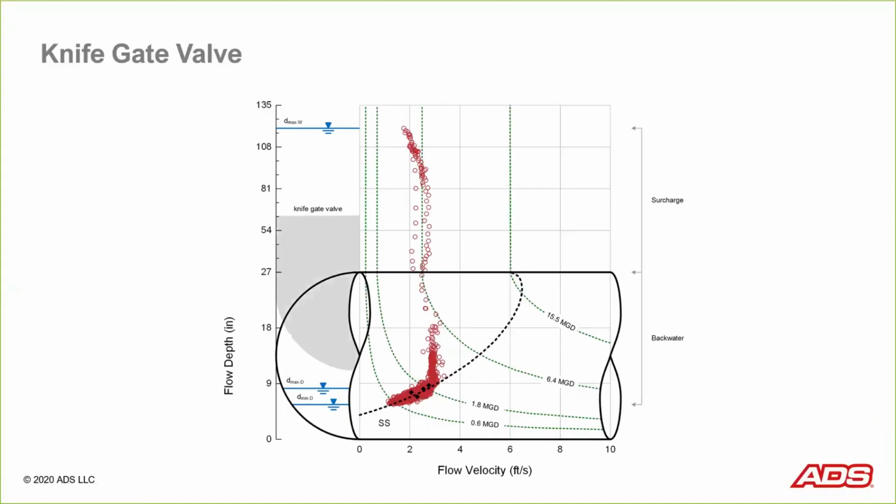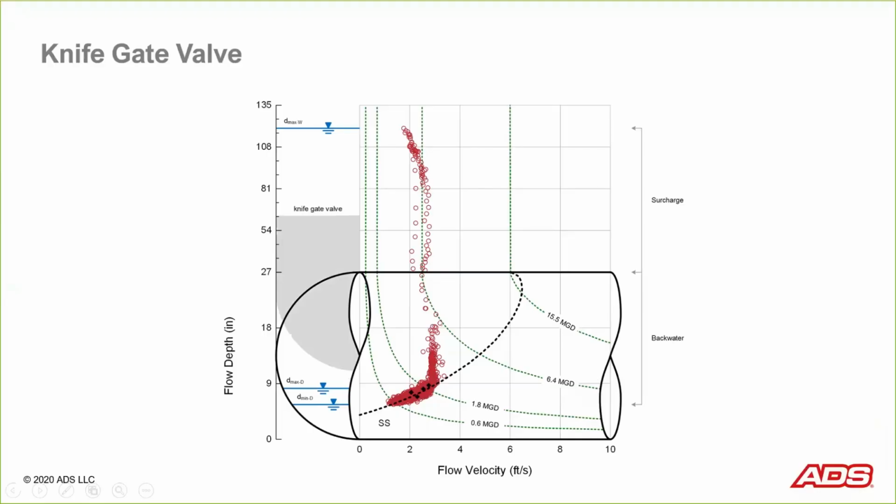Now, I'm showing you here on this diagram the knife gate added to this particular data set. And once you do this, you can actually see a little bit more clearly what the data is telling us. So once we get up to about 10 or 12 inches, you can see that the knife gate becomes an obstruction to the flow, and it causes the data to become deeper and slower than we expect.